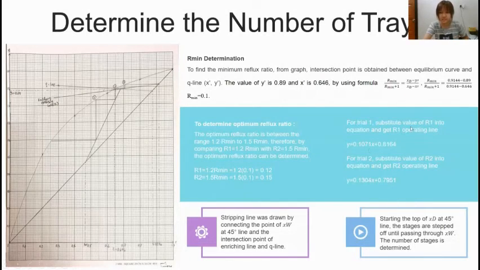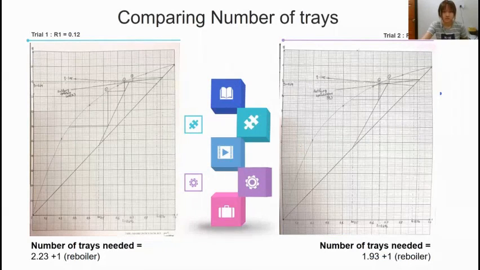For trial 1, we substitute the value of R1 into the equation and get the R1 operating line. For trial 2, we substitute the value of R2 into the equation and get the R2 operating line. By plotting these two operating lines in two different graphs, we can determine the number of stages. After plotting the graph, we can see that for trial 1, the number of trays needed is 2.13 plus 1 reboiler, and for trial 2, the number of trays needed is 1.13 plus 1 reboiler.